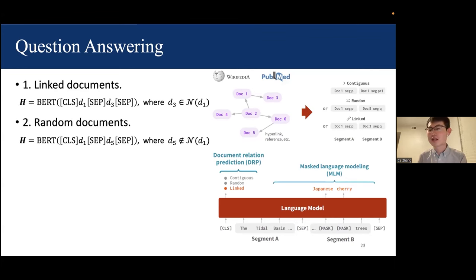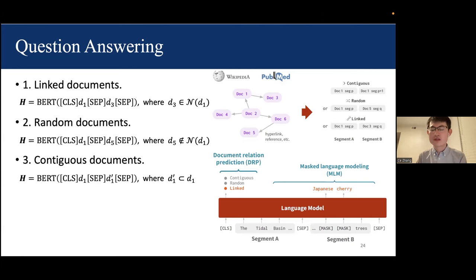Now let's look at the second type of input. We replace document 3 with a random document on the graph. Here, suppose we choose document 5 as a random sample. Document 5 is not connected with document 1. So we input both document 1 and 5 into this model, and we can obtain a new embedding.